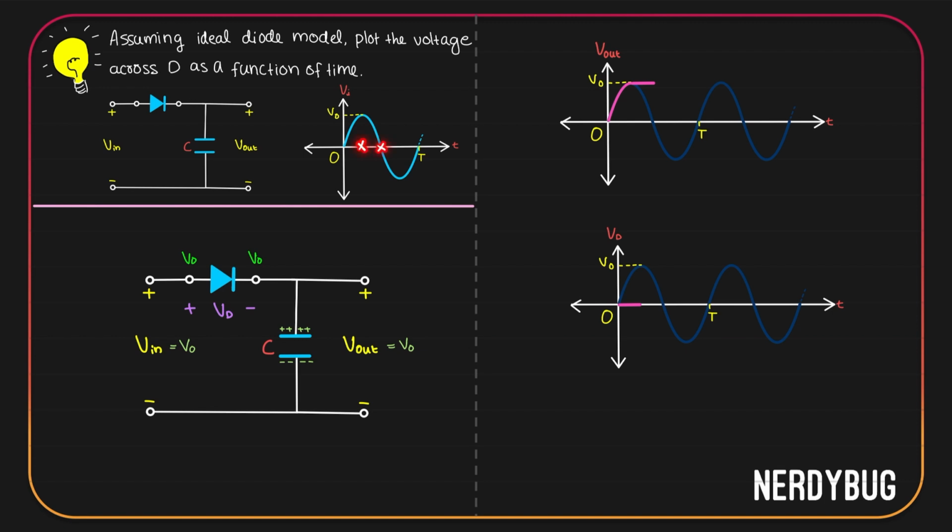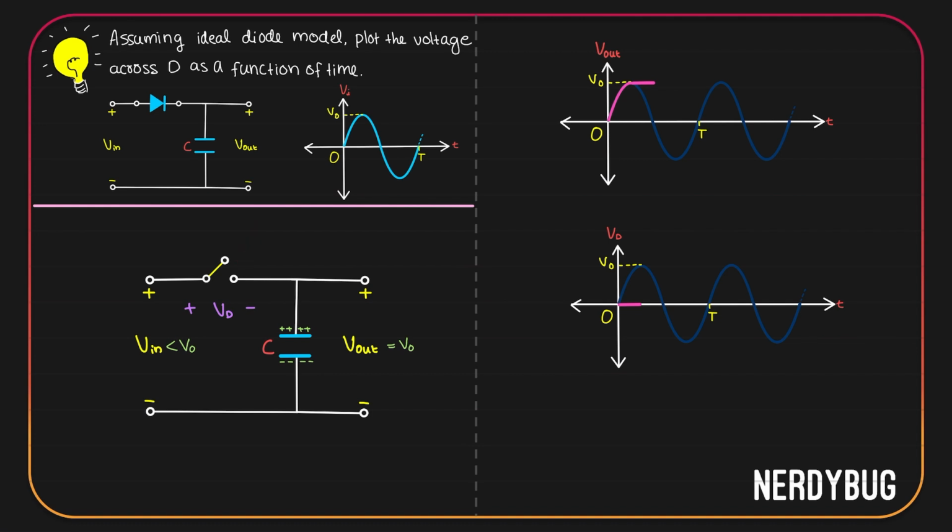Now from T by 4 to T by 2, input has to decrease from its maximum value to 0. That is, during this time, V input is going to be less than V naught. Will the output change? No, because the capacitor does not have a path to discharge. V out is going to be still V naught. So, according to the diode, on the N side it is still getting V naught, but on the P side, now it is getting less than V naught. P side of the diode is at a lower potential compared to the N side. That makes the diode reverse biased and we can replace it as an open circuit.